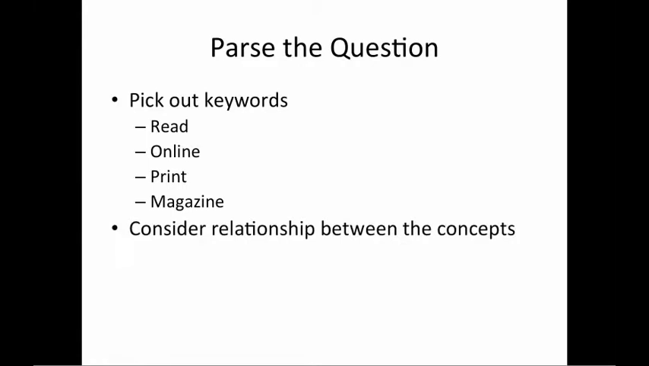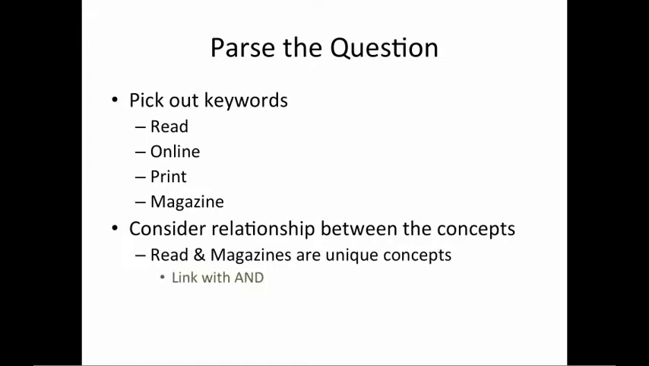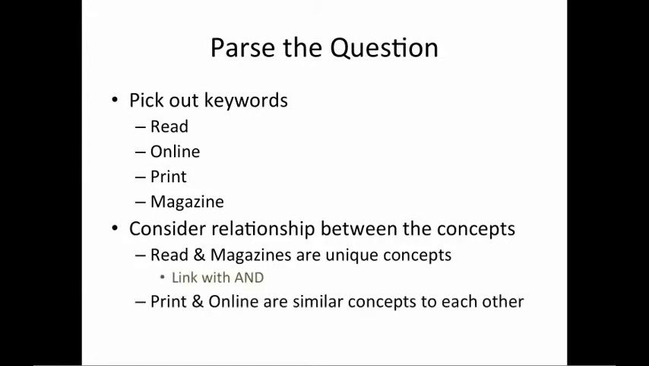What I would like you to do is consider the relationship between the concepts. So this is the next thing to do for thinking about how to parse the question into language that the search engine can understand. First of all, I would argue that read and magazines are unique concepts, so we should link them with AND. And print and online are similar concepts, so we should link them with OR.